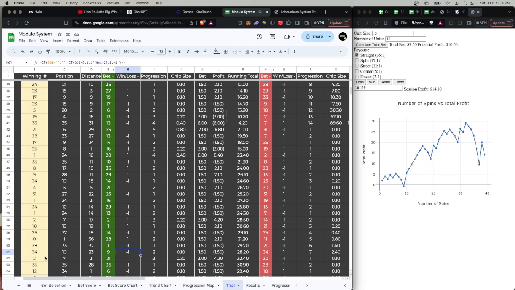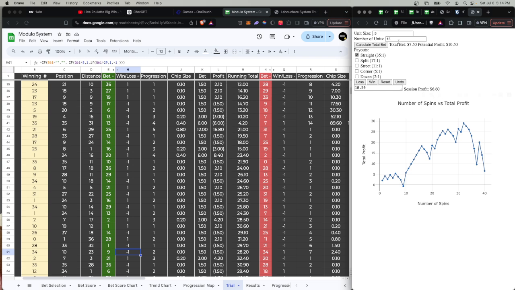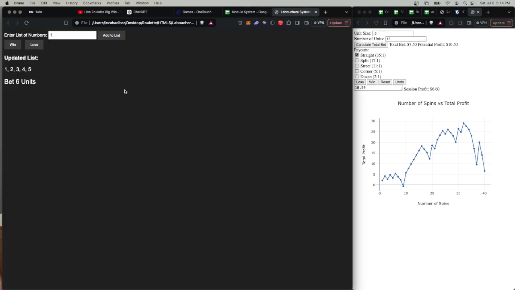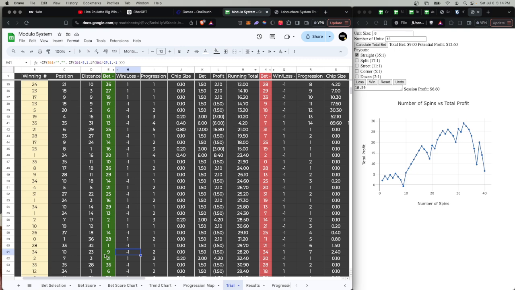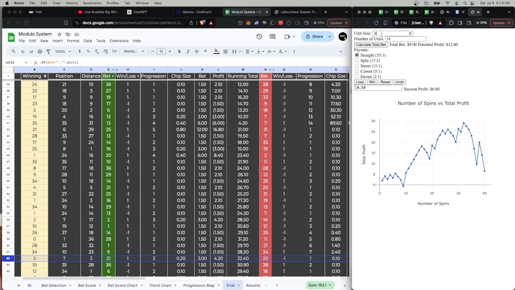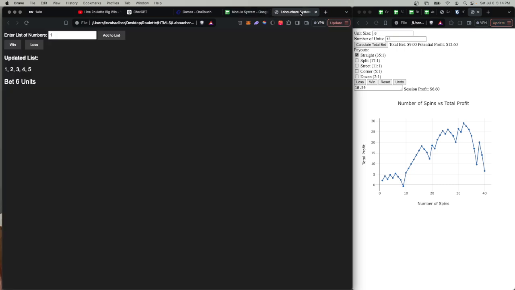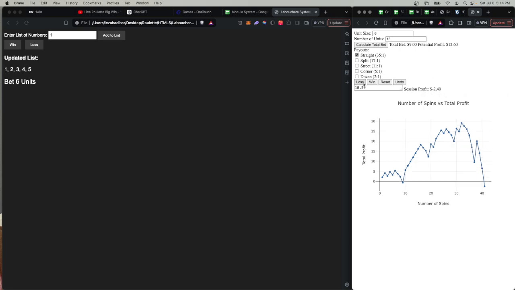And then we lose again. So that's a loss there. So now we're on a 6-unit bet. And so we switch trends, followed by another loss. So we're on 6. Could be better 6 yet? I don't think. It's another loss.